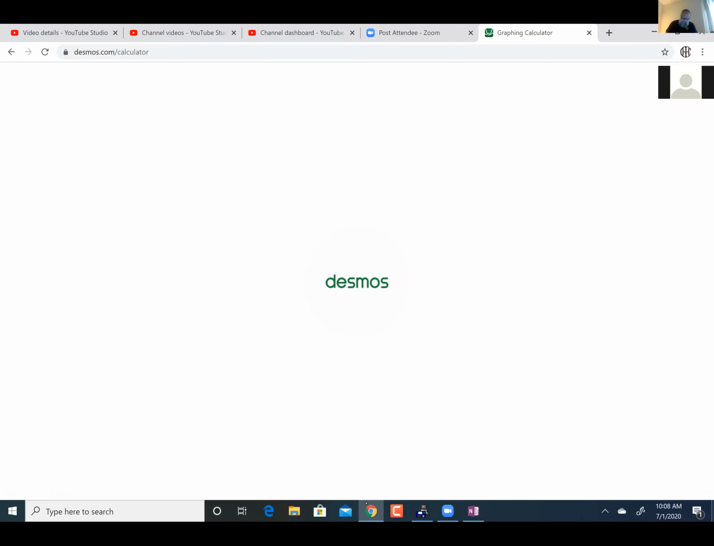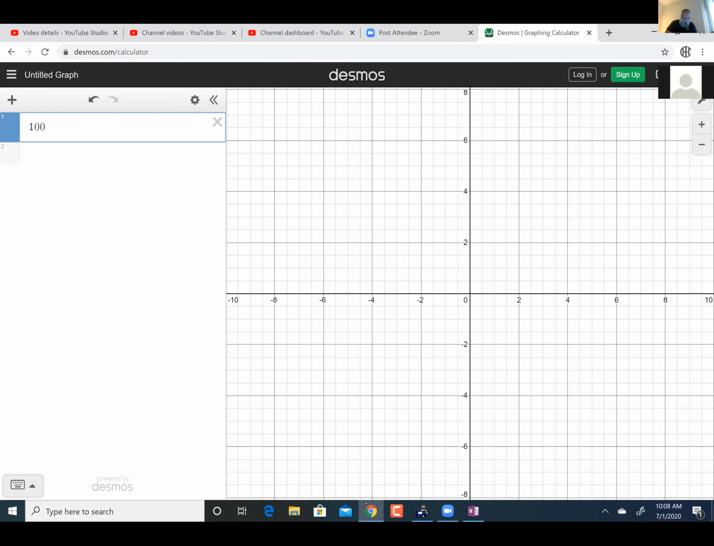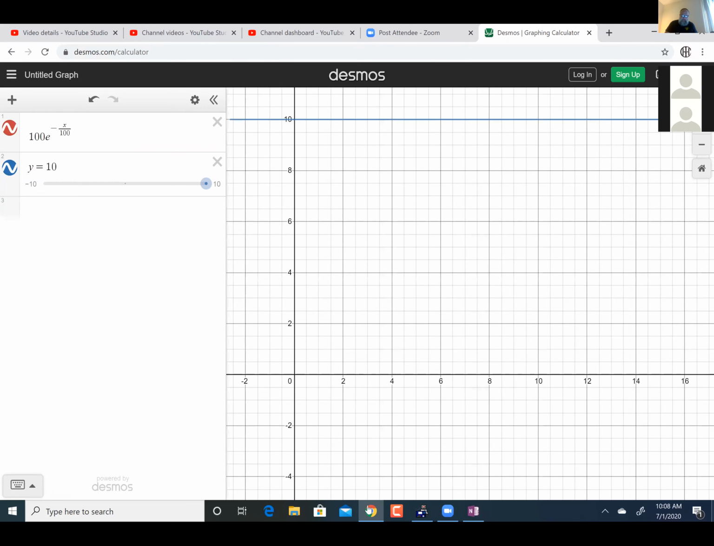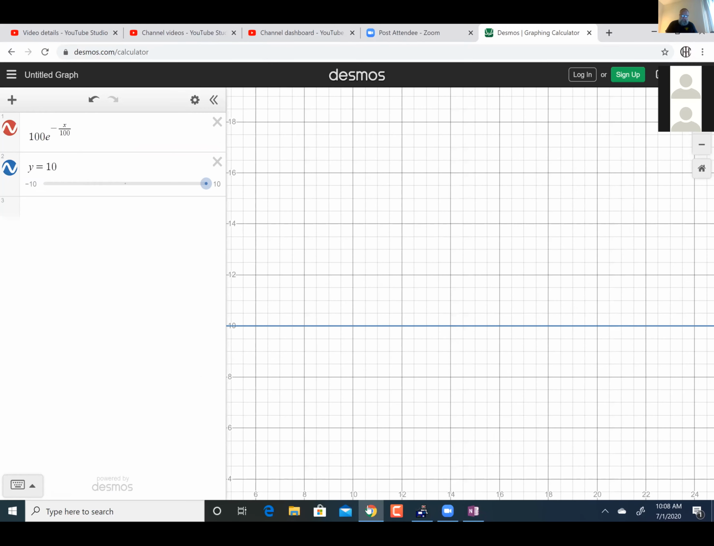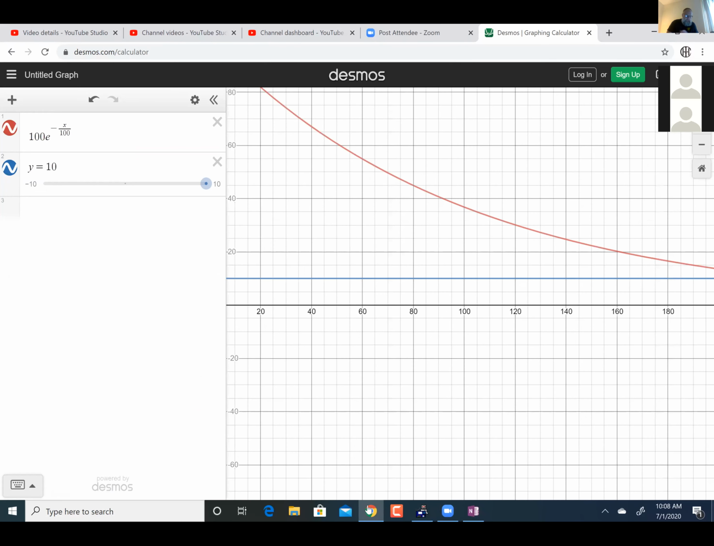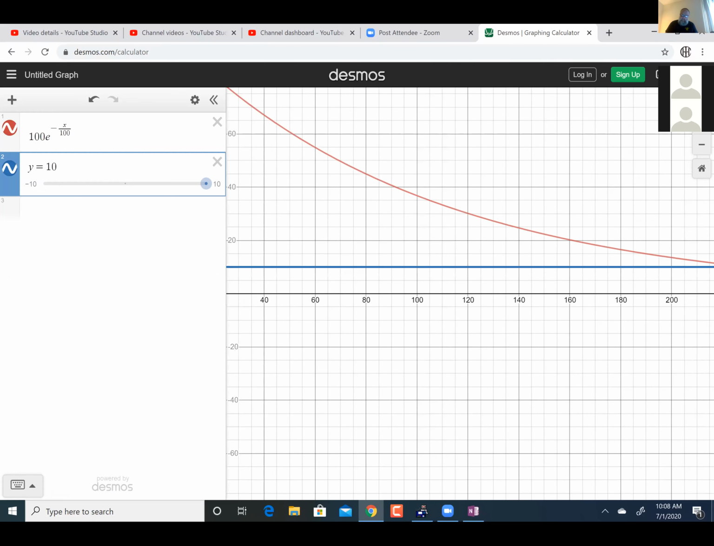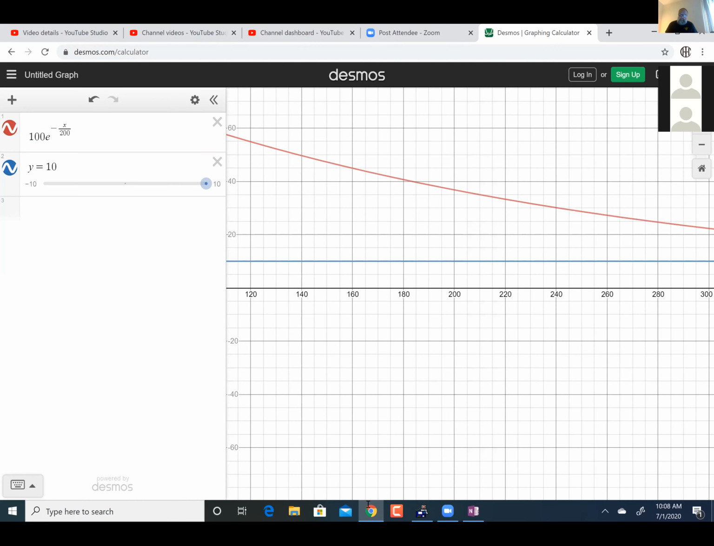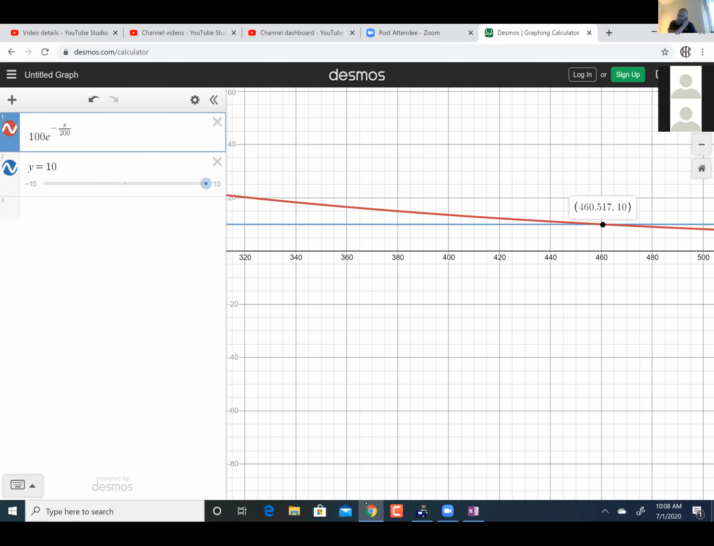So I'll enter 100 e to the negative x divided by 100, and I'll put y equals 10 here, because that's what I'm really interested in. When does it hit 10? If you zoom out, it should be x over 200. Oh, thank you. Which means it's going to decay slower. And so out here at 460 seconds, which is just shy of 8 minutes, we'll be down to 10 kilograms of salt in this thing.